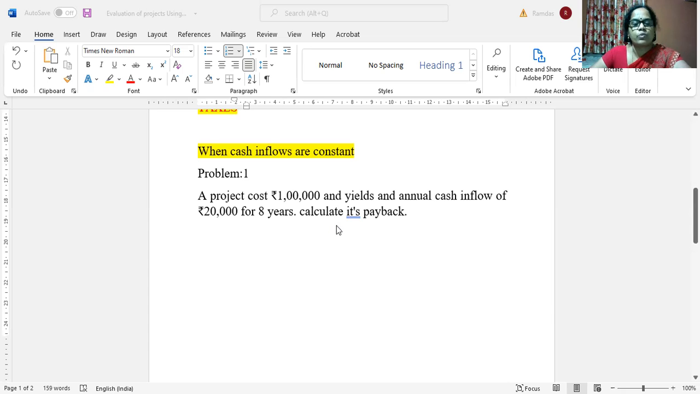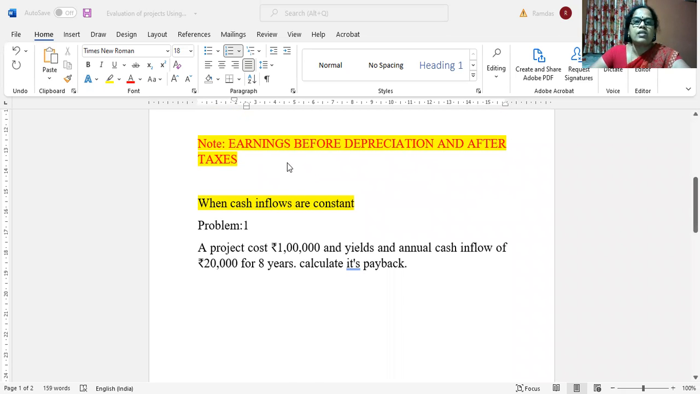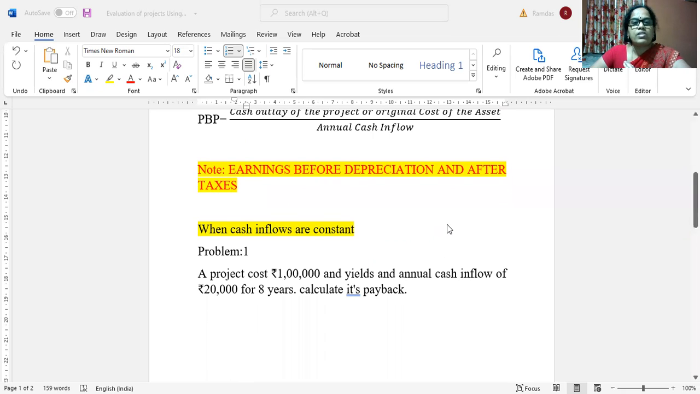A project costs rupees 1 lakh and yields an annual cash inflow of 20,000 for 8 years. Calculate its payback period. If you look into the problem, we can identify that the original cost of the project is given and the annual cash inflows are given. This problem does not have a reference to depreciation or tax. So that means the annual cash inflow given is earnings before depreciation and after tax. Okay, so now let's take the formula.